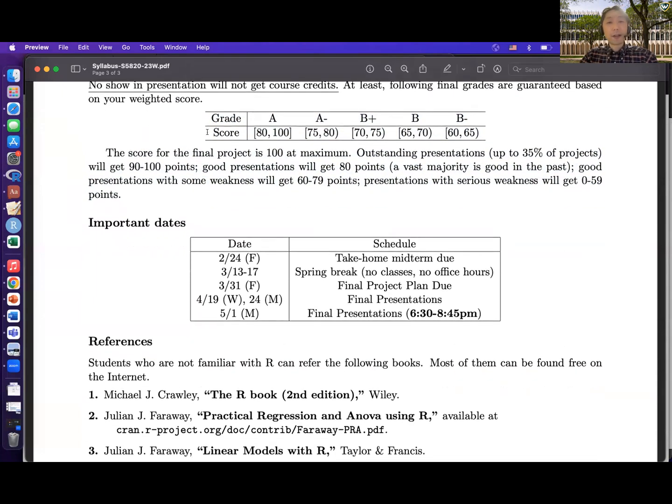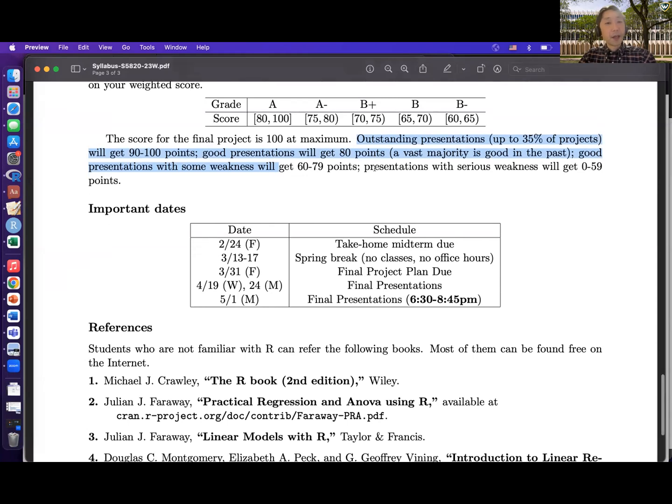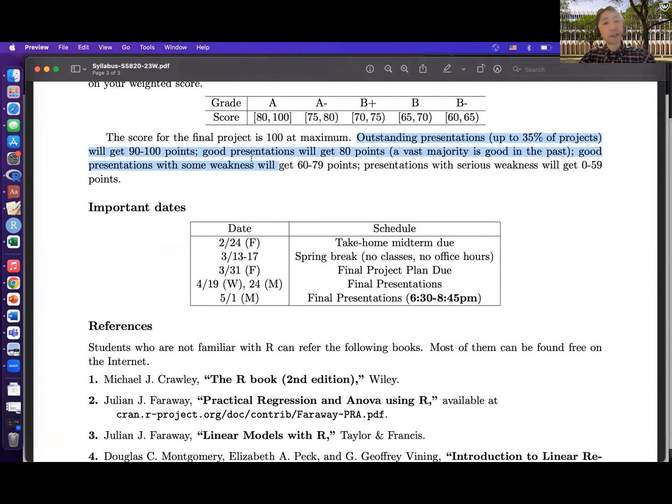And the score for the final project is a little bit special. Basically, only outstanding presentations get more than 80 points, so 90 to 100 points, but that is up to only 35% of projects. A good presentation will get 80 points, and in the past, a vast majority of projects got 80. Good presentations with some weakness will get 60 to 79. Presentations with serious weakness will get 0 to 59.